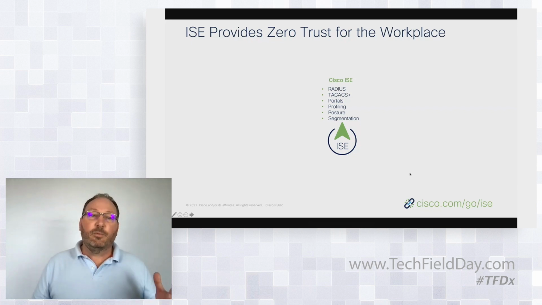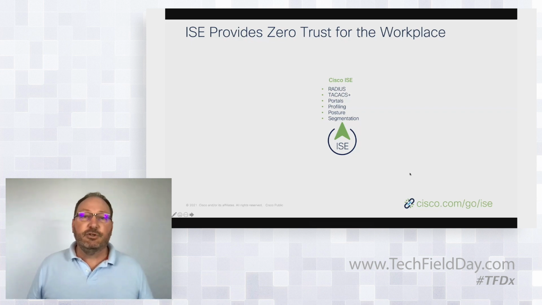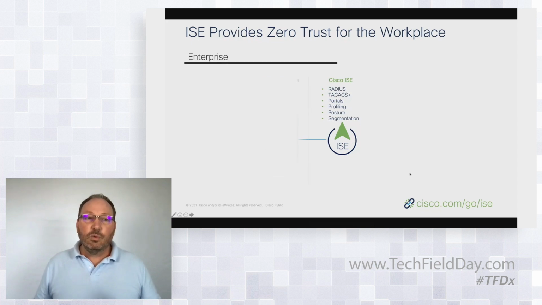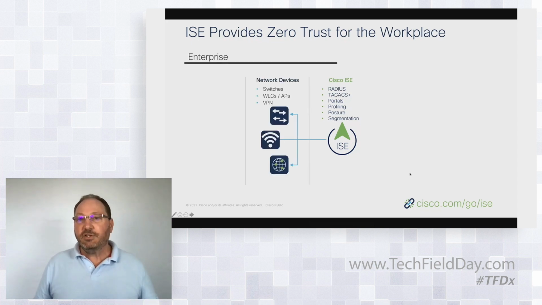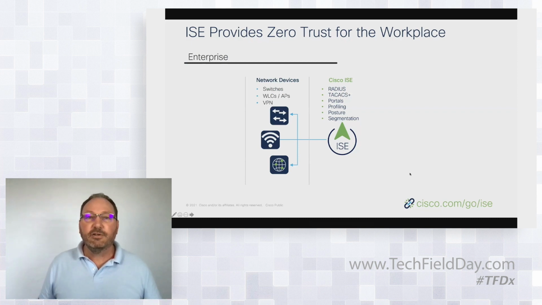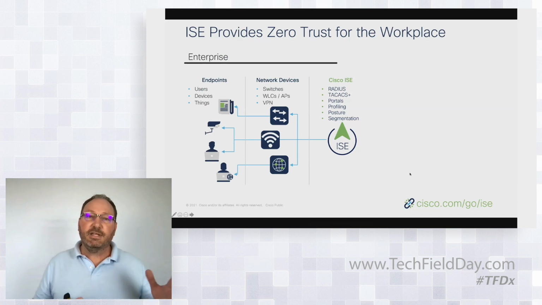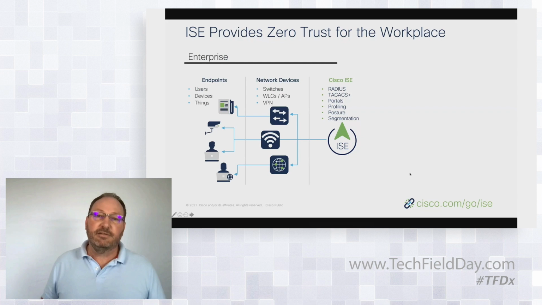And of course, one of the major tenets of Zero Trust is the ability to segment your users and endpoints so they only have the necessary level of access. So that segmentation is an important part of it. So we do this by receiving those requests from our network devices, whether it's wired, wireless, or VPN anywhere in the world. And we can then authenticate the users and devices and increasingly IoT things coming in.